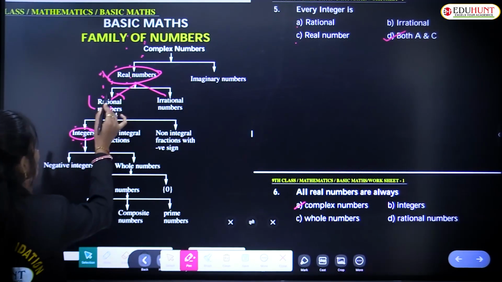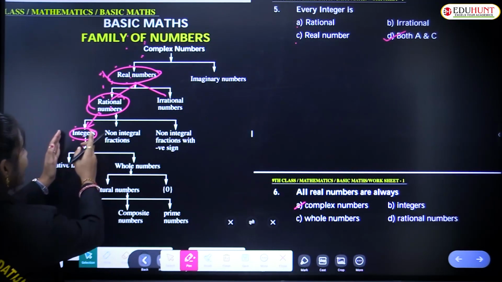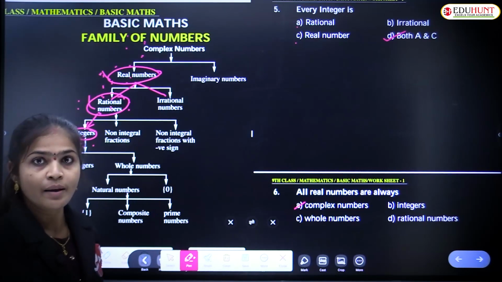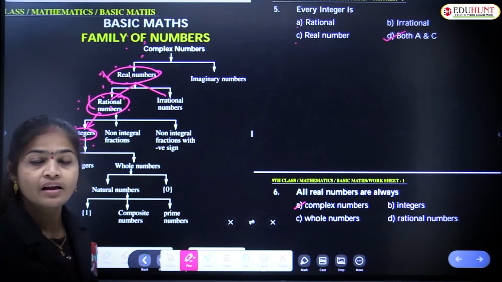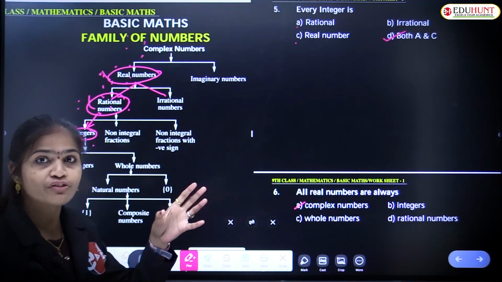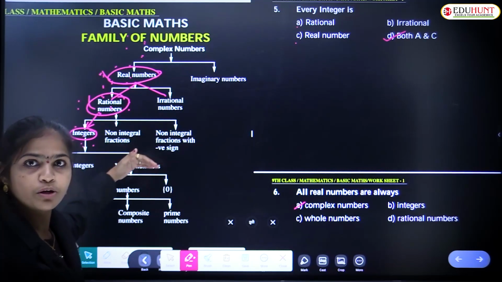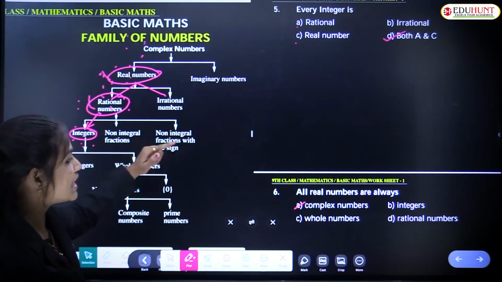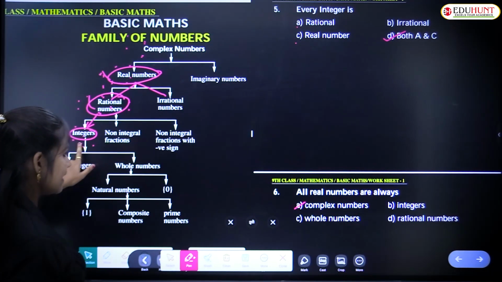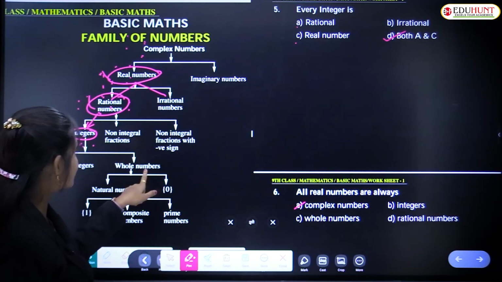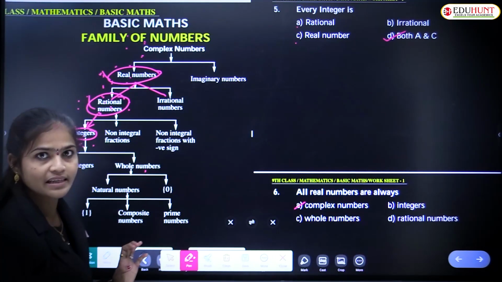Okay. And in rational numbers we have integers. So all the integers are rational numbers, we agree with that. But not all the rational numbers are integers. Why? Because in rational numbers we have fractions. But those fractions are not in integers. So that's why top to bottom is a false statement only, no? So after real numbers, they gave integers, whole numbers, and rational numbers.